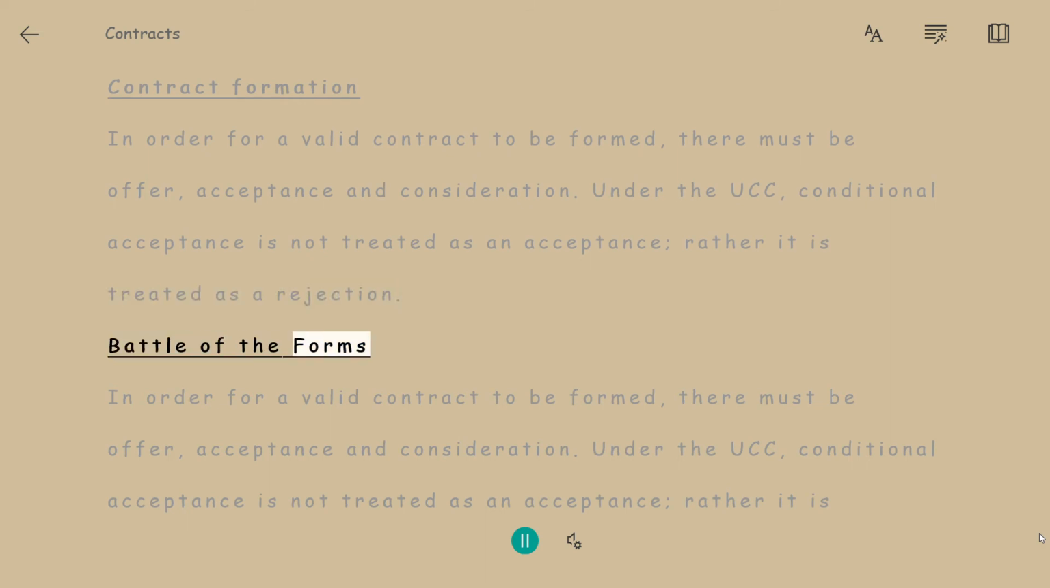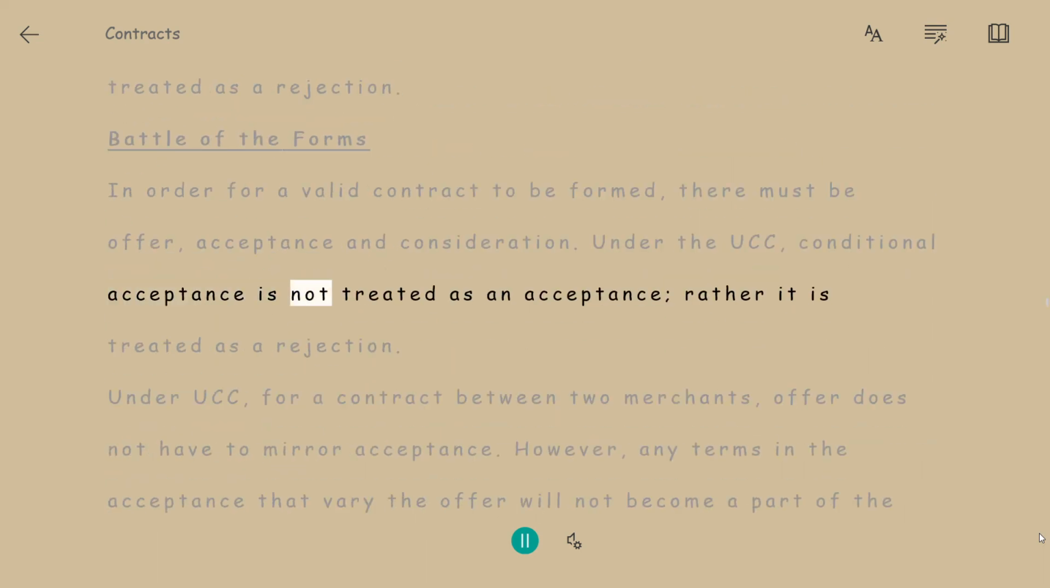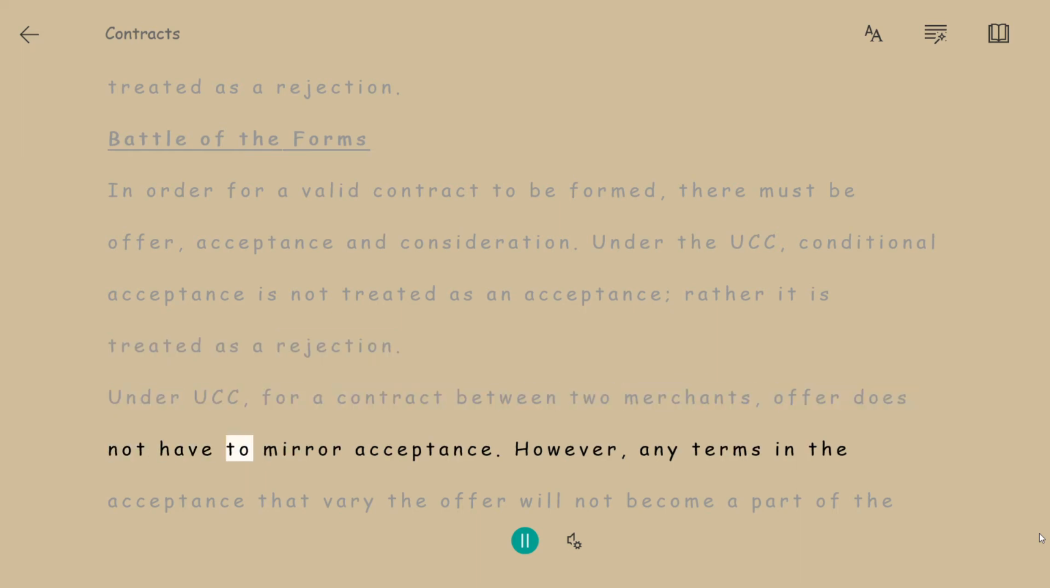Battle of the forms. In order for a valid contract to be formed, there must be offer, acceptance, and consideration. Under the UCC, conditional acceptance is not treated as an acceptance, rather it is treated as a rejection. Under the UCC, for a contract between two merchants, offer does not have to mirror acceptance.